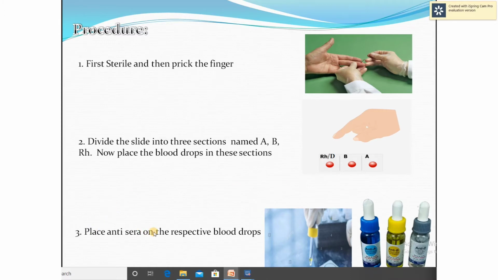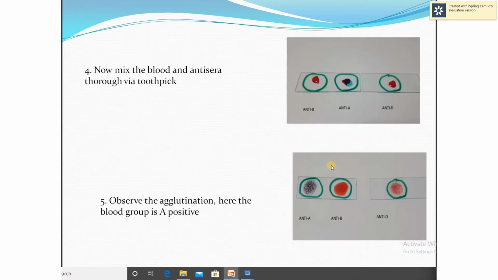Then place the antisera on the respective blood drops. Antisera A you'll be putting on the place you have marked A, antisera B you'll be placing on B, and antisera D you'll be placing on D. Next, mix the blood and antisera with a toothpick. You'll have a toothpick or a matchstick for that matter. Mix the antisera and your blood.